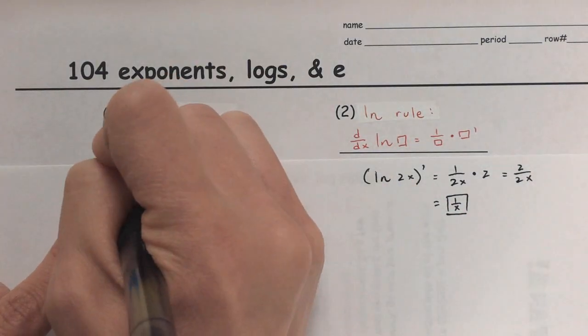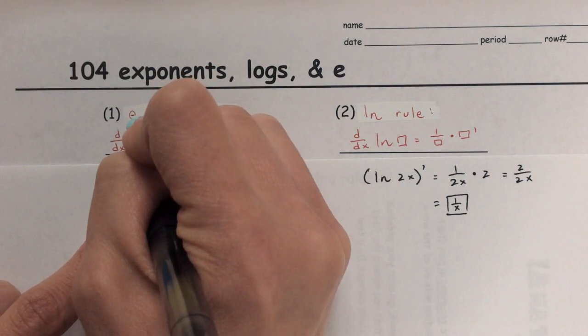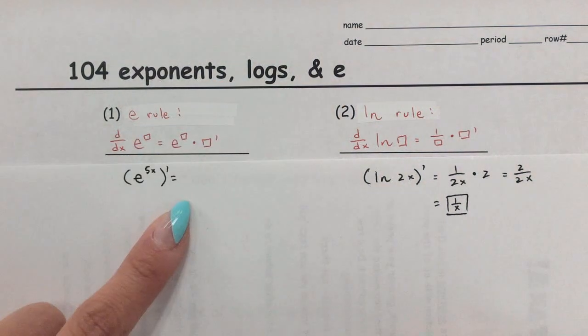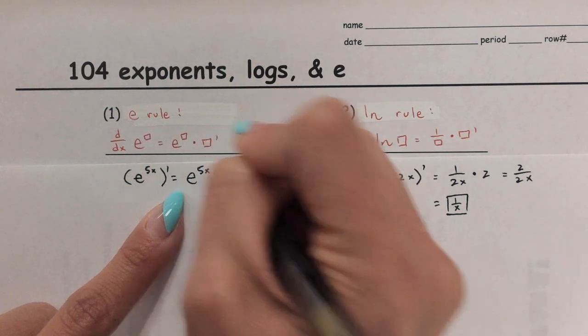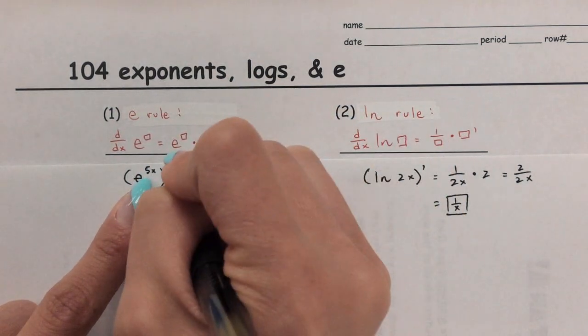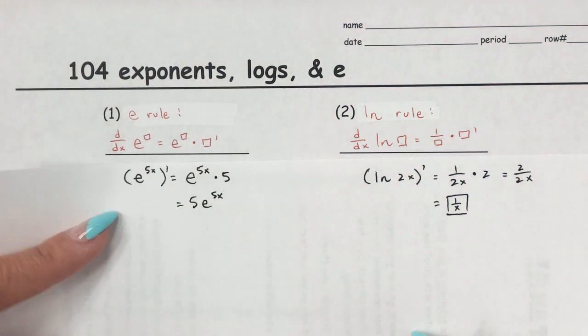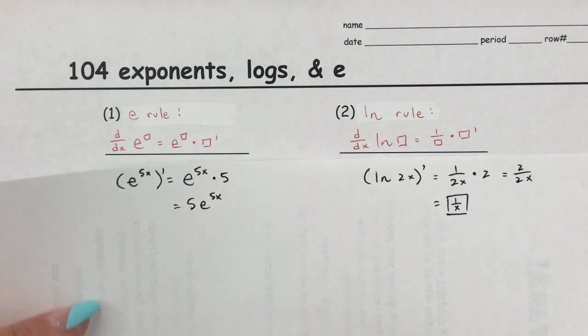This one is a super easy version. You don't have to write it down. e to the power of 5x. When you take the derivative, it would be e to the power of 5x. You just literally write the same thing, times the derivative of the 5x, which is 5. So 5e to the 5x. So there are super easy examples of each rule. That's how you would use each rule.